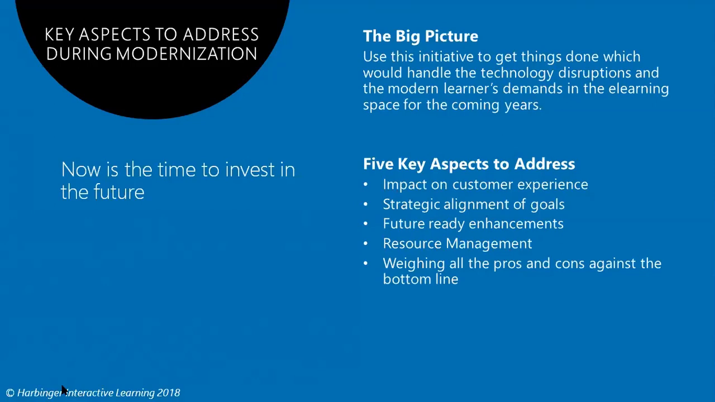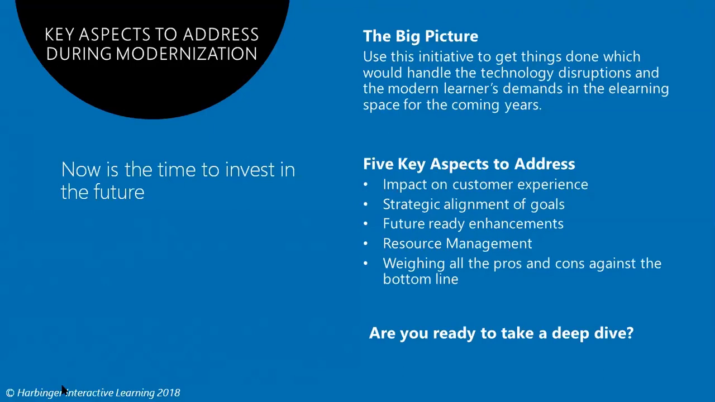And last but not the least is weighing all the pros and cons against the bottom line. So the thought process is that we should look at those courses to modernize which would be useful. For example, you could have a library or a catalog of 200 odd courses, but would all those courses be required in the future? Is there a scope of retiring some of those courses and just focusing on the right ones?